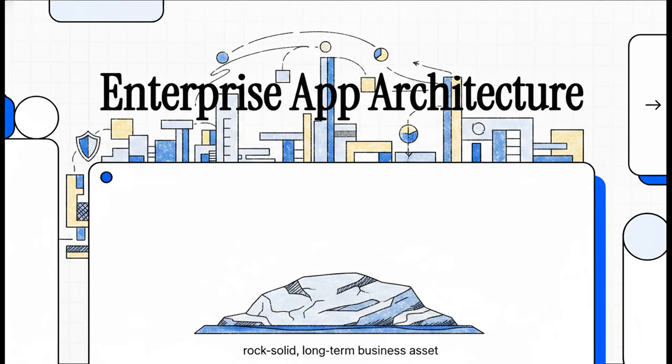Welcome to the Explainer. Okay, today we are diving straight into a massive, honestly fascinating topic. We're going to explore exactly how large-scale business software is structured, designed, and maintained over time. We're talking about enterprise application architecture. Basically, this is the blueprint that turns a fragile, messy piece of code into a rock-solid, long-term business asset.